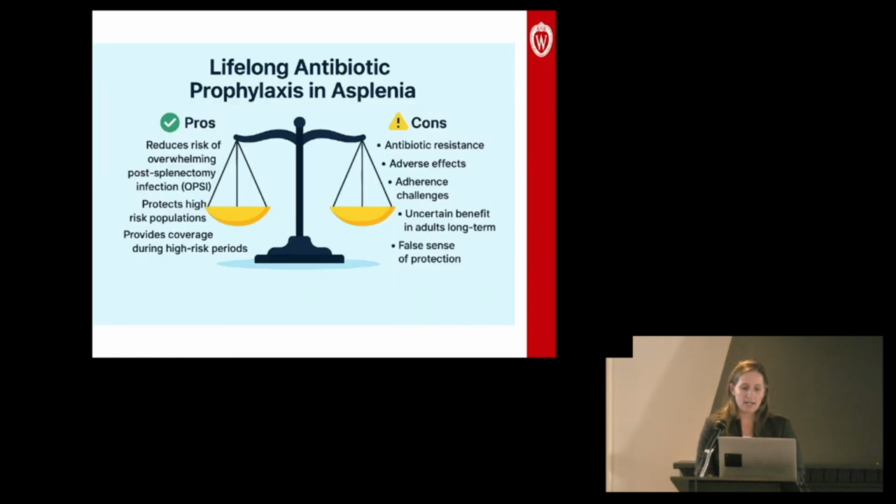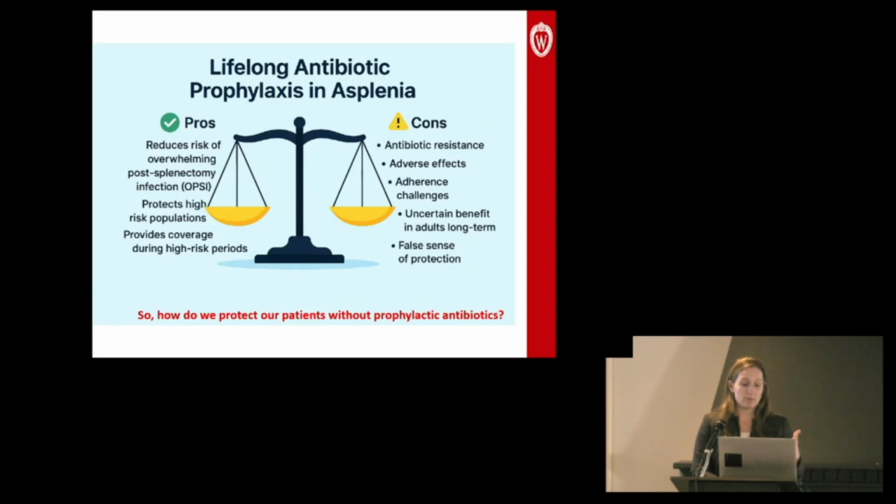The other thing that I often worry about, and I'm not sure that this is a real worry, but I do worry about it, is that our adults on antibiotic prophylaxis will have some sort of false sense of protection and not follow their fever plan. So again, this is a really open area of research that we really have to dig further into so we know how to protect our patients.